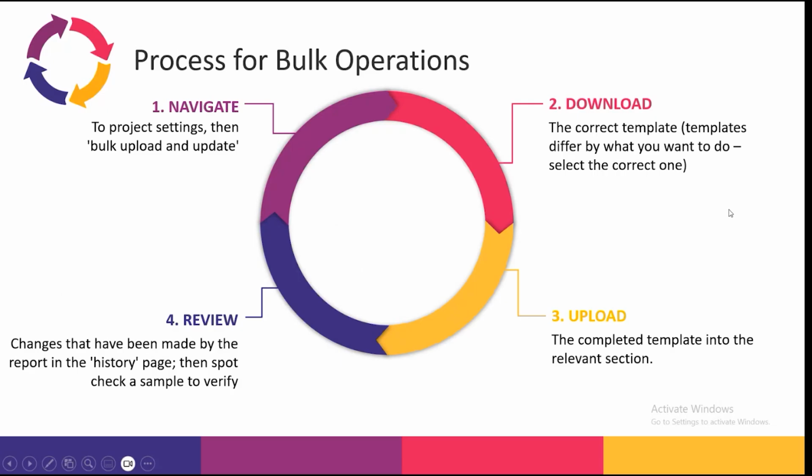So a four-step process to bulk operations, and this will work across all types of bulk operations. So first, you'll just navigate to project settings and then go to bulk upload and update. Then you want to download the correct template by what you want to do. So if you want to bulk edit the sites, you'd go to the site template. Then you will upload the completed template, which shows what your changes are or what you want to upload.